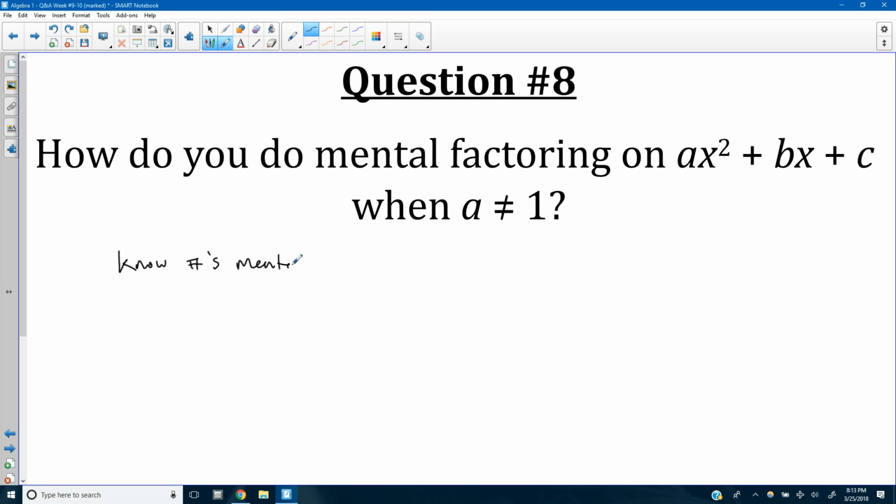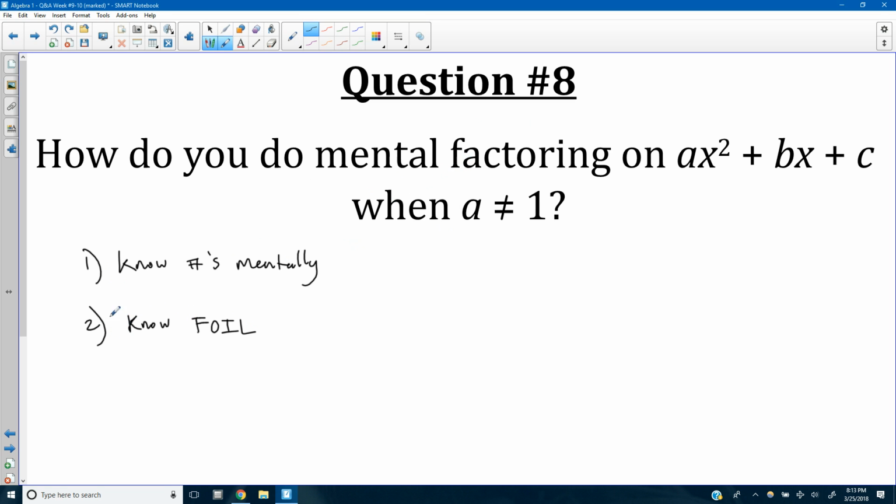The other thing you want to know how to do, and this is based on the other thing that I got to point to here, is you got to really understand FOIL. I know that you know FOIL, first, outside, inside, last, but you really got to understand it and what happens when you distribute things. Because when you do mental factoring, it's really doing the backwards process, and you're really distributing.